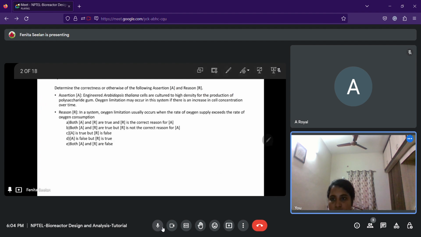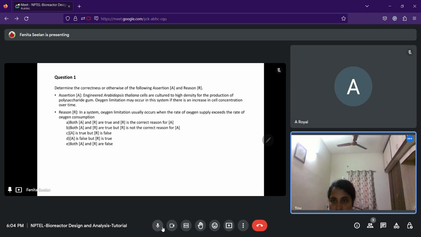So here is a question: determine the correctness or otherwise of the following. This is an assertion and reason based question. The assertion is: engineered Arabidopsis thaliana cells are cultured to high density for the production of polysaccharide gum. Oxygen limitation may occur in the system if there is an increase in cell concentration over time. The reason given is: in a system, oxygen limitation usually occurs when the rate of oxygen supply exceeds the rate of consumption. Out of the five answers given, what would be the answer?